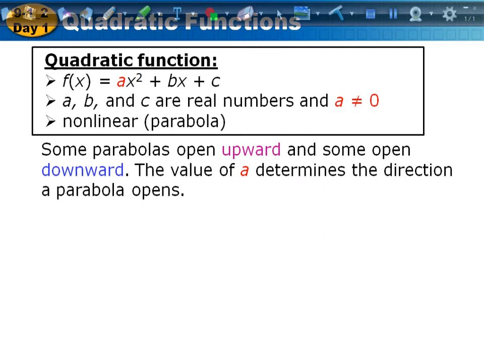Alright, quadratic functions. We usually see quadratics in the form of f of x equals ax squared plus bx plus c. A, b, and c are real numbers, and a is not allowed to be 0. Also, it's non-linear, meaning it doesn't make a line, it makes a U shape or a parabola. Some parabolas open upward, and some open downward. The value of a determines the direction that the parabola opens.